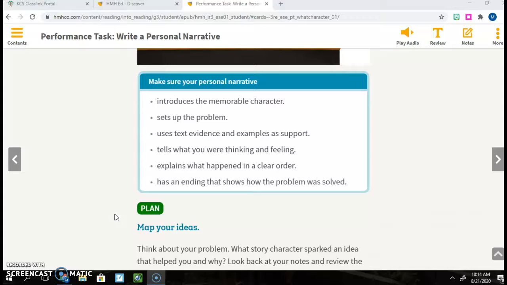Do not tear these pages out of your My Book. Leave them in there so you'll have them forever and ever. And when you turn your My Book in, then I'll look at it at that time.